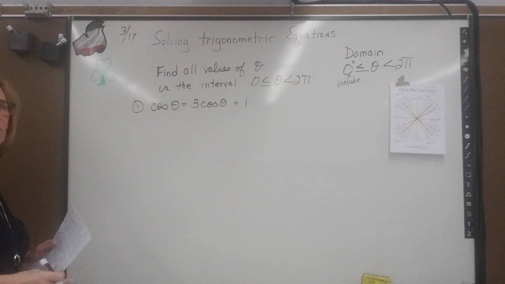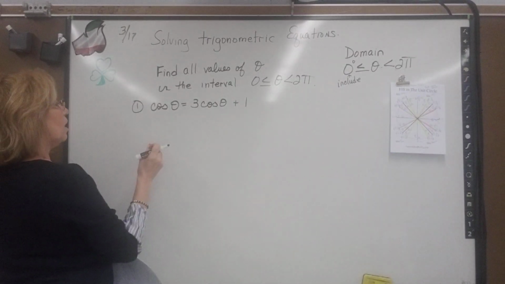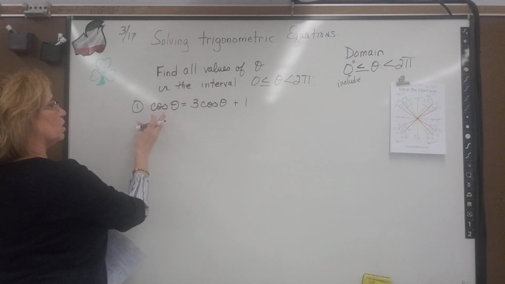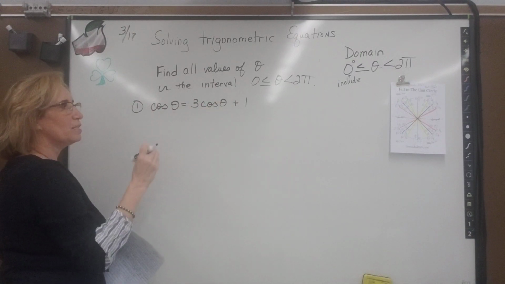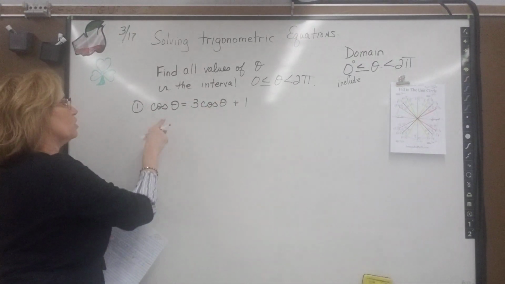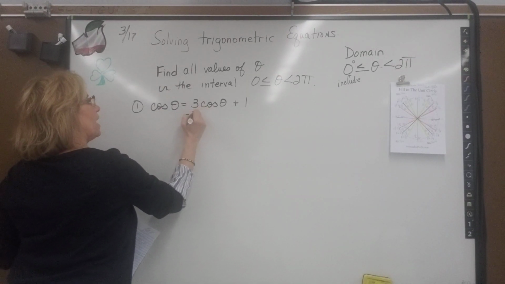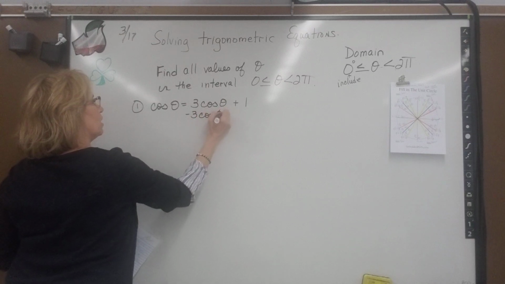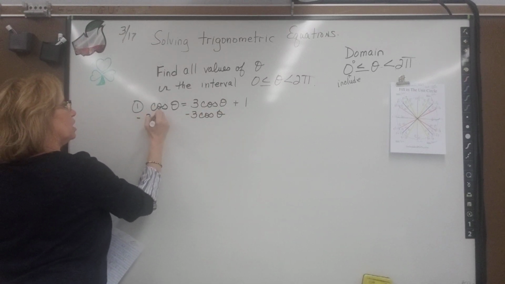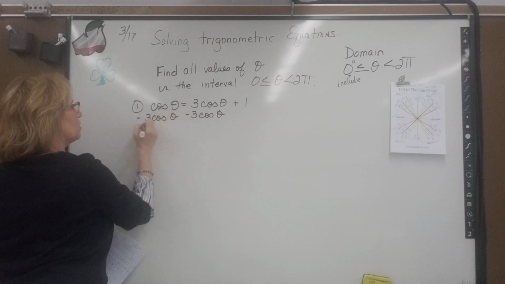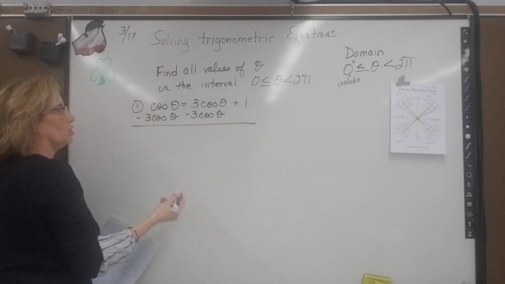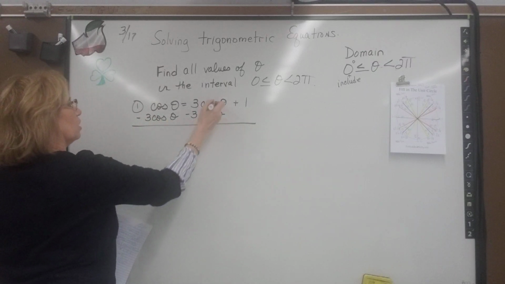Okay, and I want to solve this. So what I'm going to do, I'm going to get my cosine on one side and my numbers on the other, just like if it was a variable. If this was x and 3x, I would bring 3x here. So I'm going to subtract 3 cosine theta, subtract 3 cosine theta. It's just a basic linear question with, instead of it saying x, it says cosine.